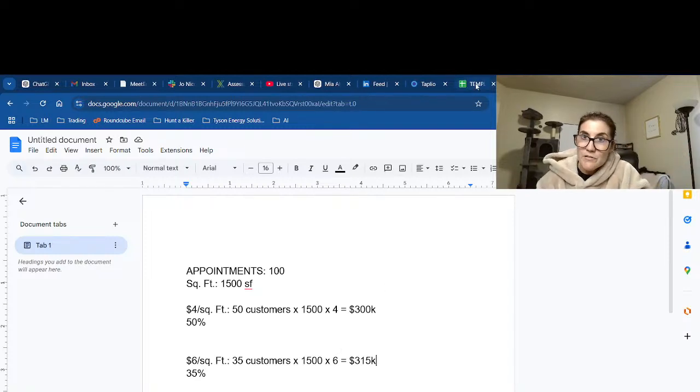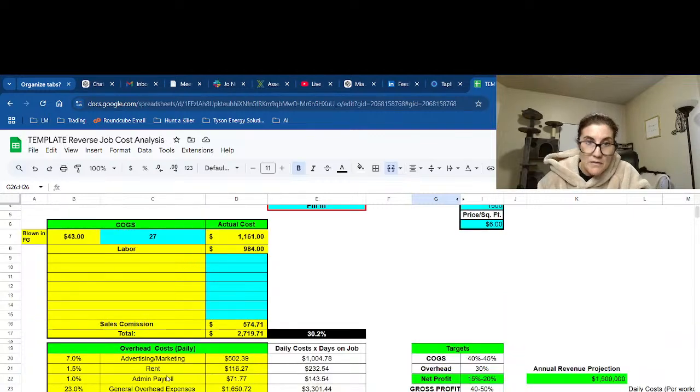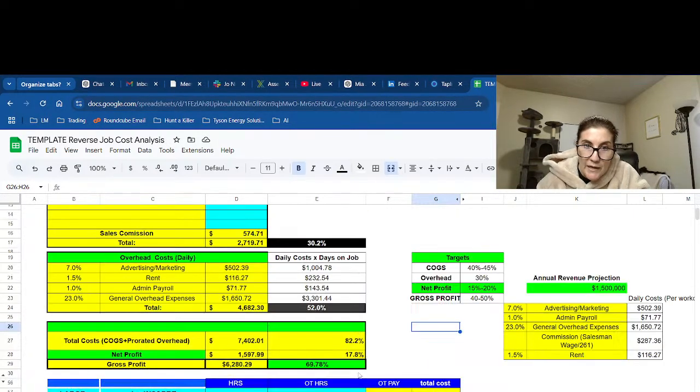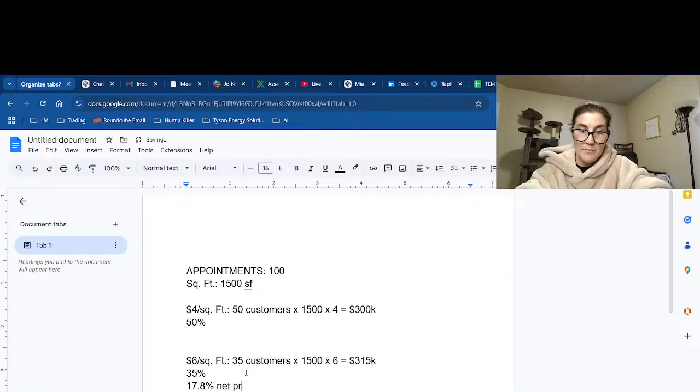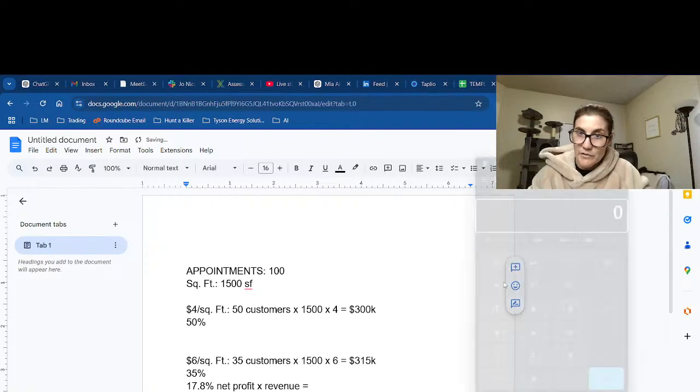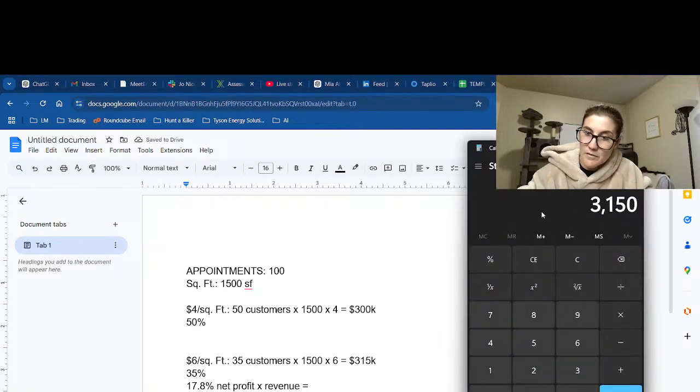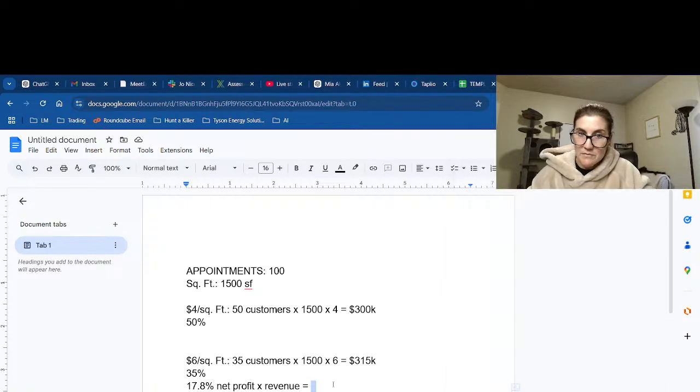And just going back to this real quick, guys. So if you are making 17.8% net profit, so 17.8% net profit times your revenue, and let's do a quick calculation. 56,070.